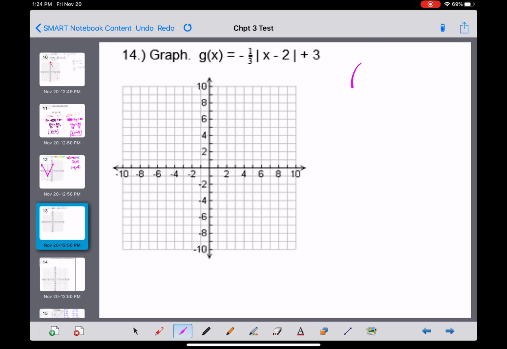13 is similar. I need to locate my vertex. So we are the opposite of x, which is 2, and the same as y, which is 3. So my vertex is located at 2, 3. Then I look at my movement, negative 1/3. So down 1, right 3, down 1, right 3. This needs to be reflected across the vertex. So I'm going to go down 1, left 3. And there's my absolute value function.